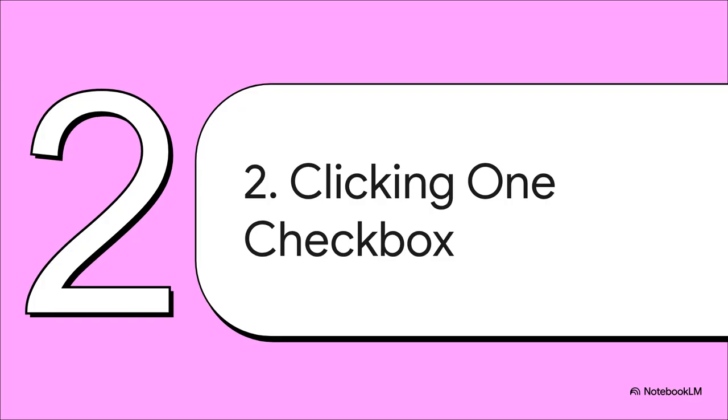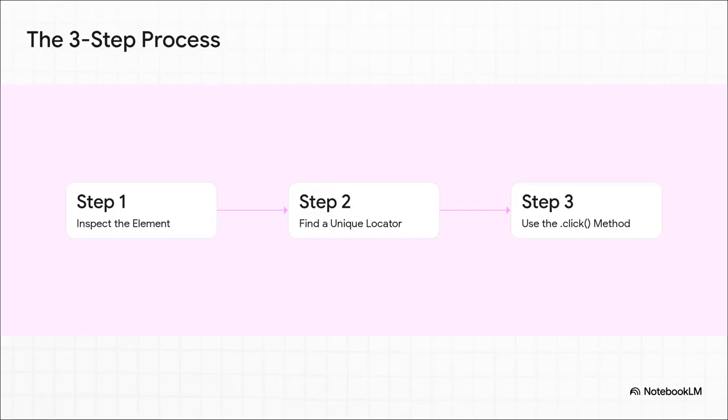Okay, so let's get our hands dirty. We're going to start with the most common scenario. You just need to find one specific checkbox on a page and click it. This is the building block for everything else we're going to do. And you know what? It's a really simple three-step process that you'll use over and over again for all kinds of elements. First, you inspect the element to look at its code. Second, you find something unique about it, a locator. And third, you just tell Selenium to click it.